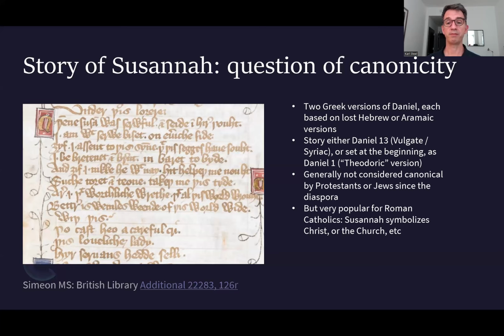We have paintings of this in catacombs in ancient Rome, as I'll show you on the very last slide, where Susanna is used to symbolize the Christ or the church, etc. And there are many, many medieval retellings of this story in many, many different languages. It's an enormously popular story, and it's also painted through to the present. There are versions of this by Picasso, etc.